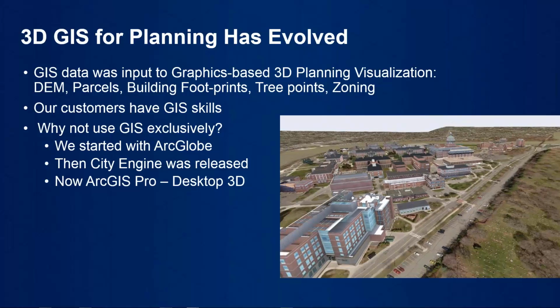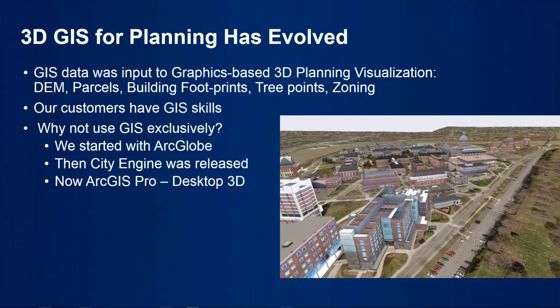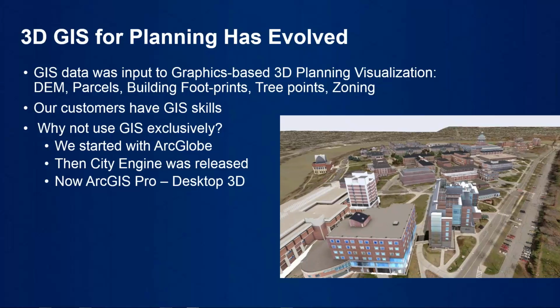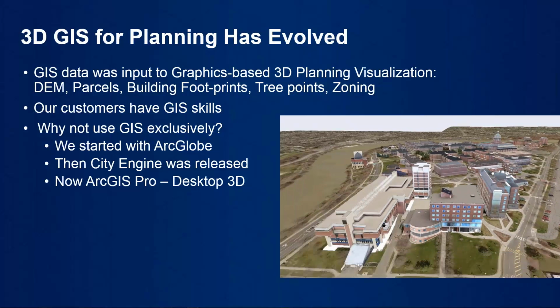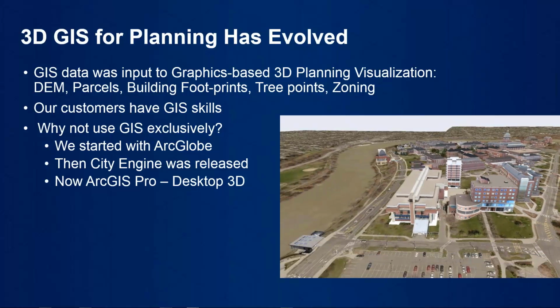So years ago we started with ArcGlobe, and what you're seeing here is one of our earliest models of a university campus, and it proved very effective as a visualization tool. Then CityEngine was released, and that really became a powerful tool to integrate lots of data and to publish easy-to-use web scenes. And now ArcGIS Pro is proving to be a very powerful desktop 3D tool.